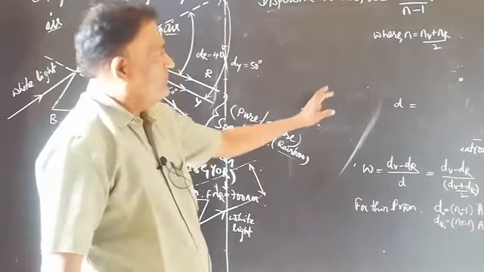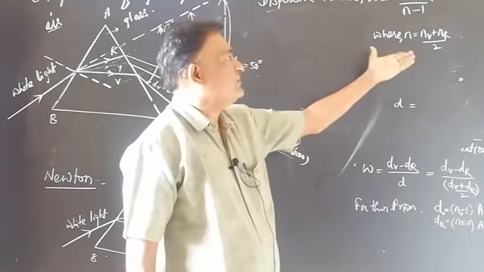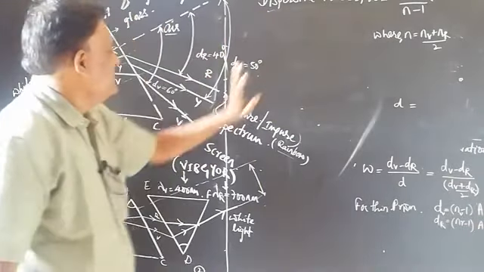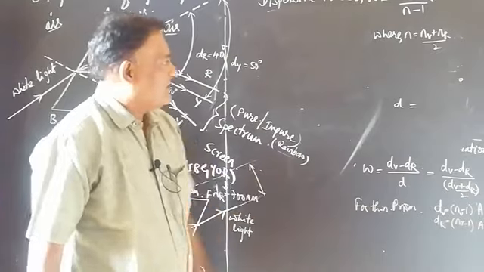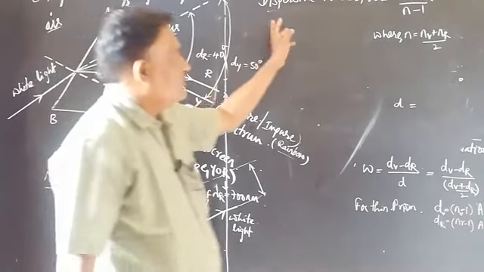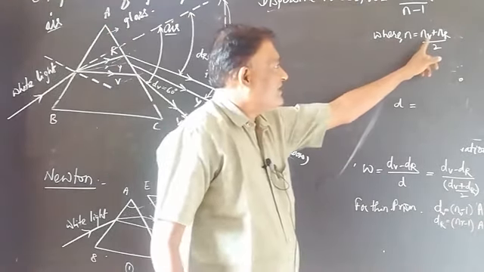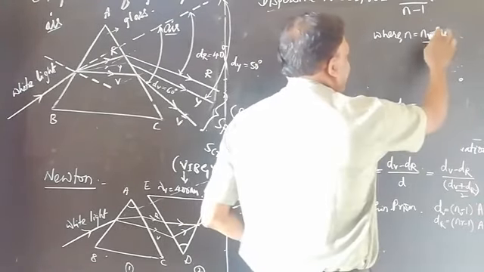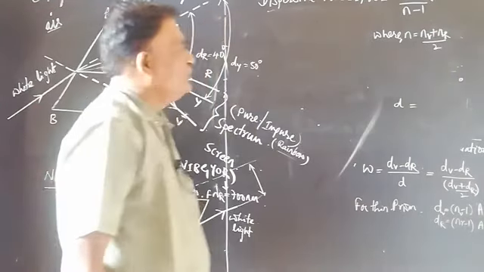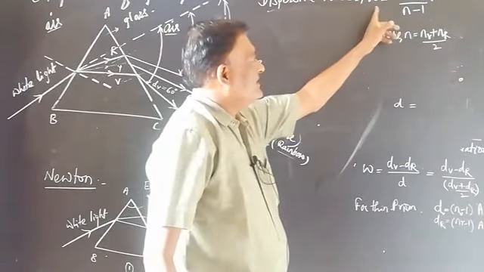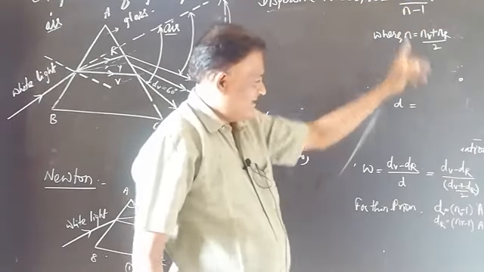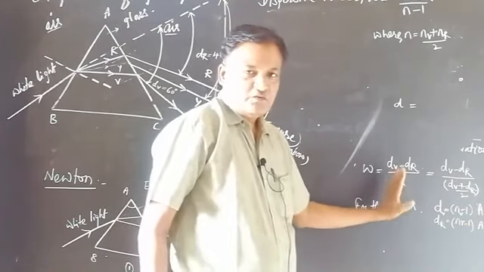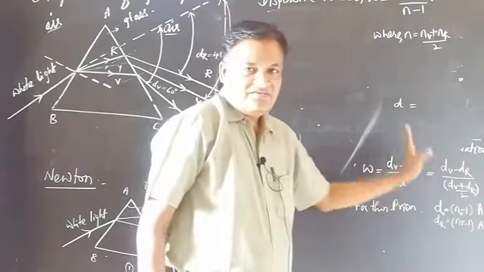So from the competitive examination point of view, though it is not there in the regular syllabus, we have discussed dispersive power in terms of refractive indices. Here nv minus nr, and nv plus nr divided by 2. Dispersive power in terms of refractive indices. Here, dispersive power in terms of the deviation produced for a given pair of colors.